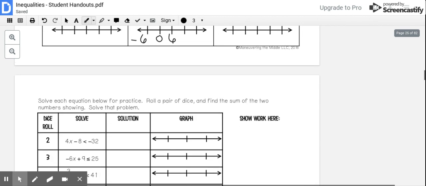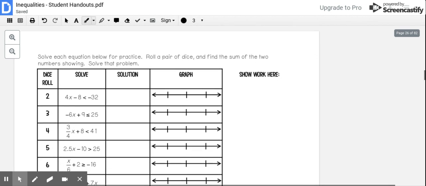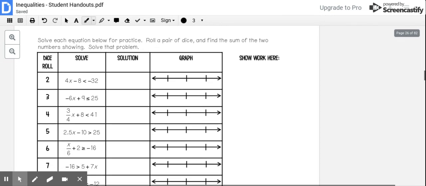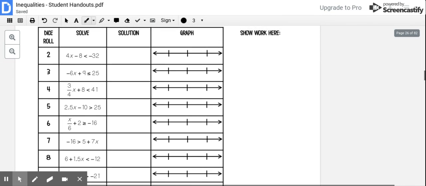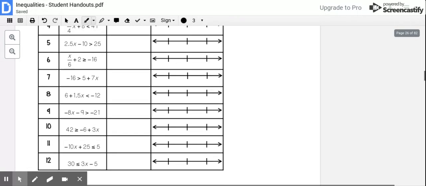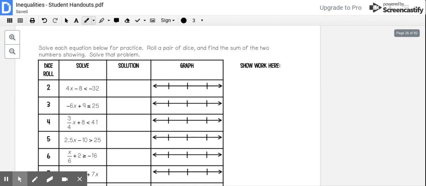And then I would like you to go ahead and do the back. Take out a sheet of paper if you need to have more space, because I do want you to have more space. So if you can fit it over here, but otherwise do not try to write it right in here. That's not enough room. And don't forget to flip the sign and graph it if you need to flip the sign. Okay.